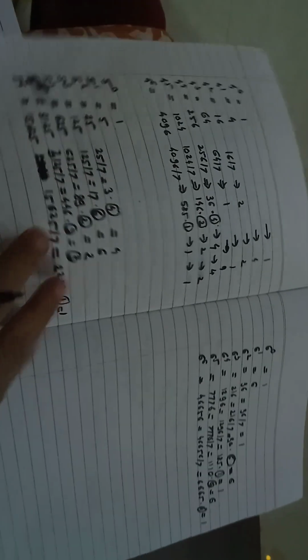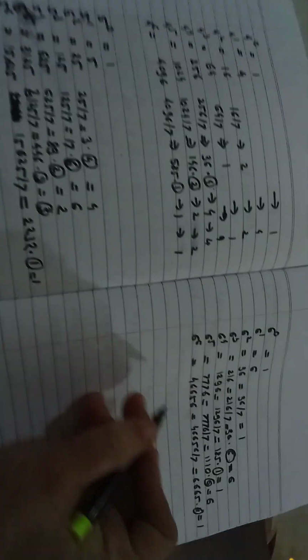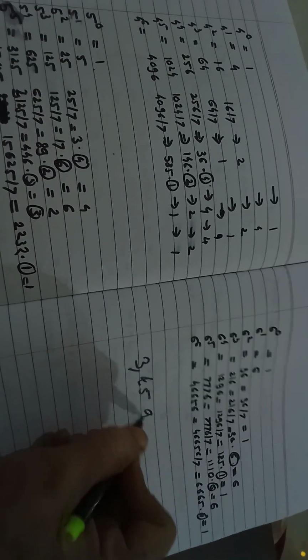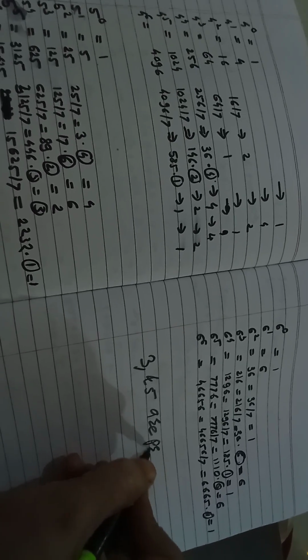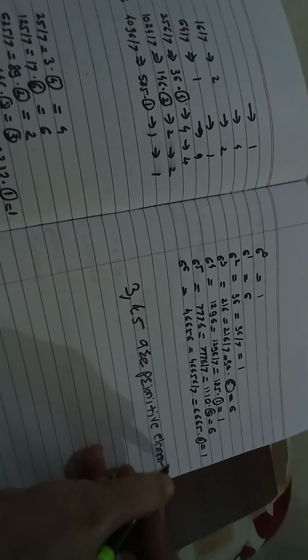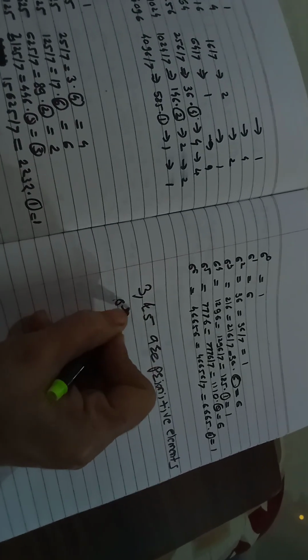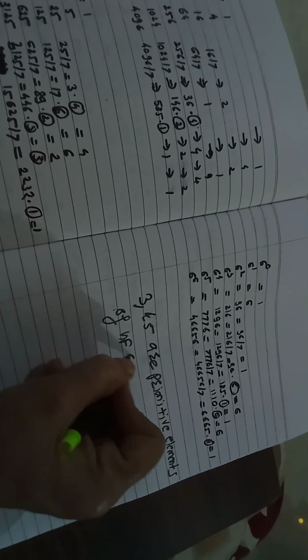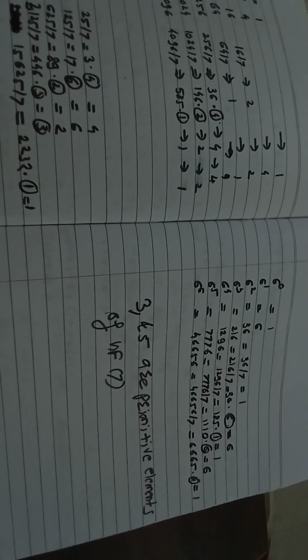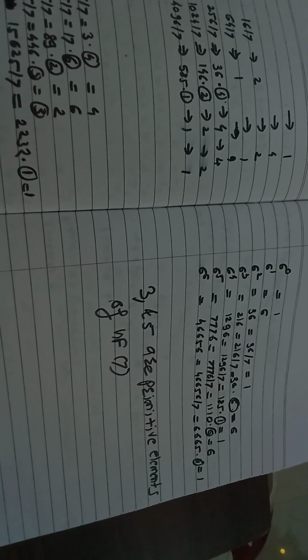So the conclusion is that 3 and 5 are primitive elements of Galois field 7, because all non-zero elements of Galois field 7 are represented by powers of 3 and 5.